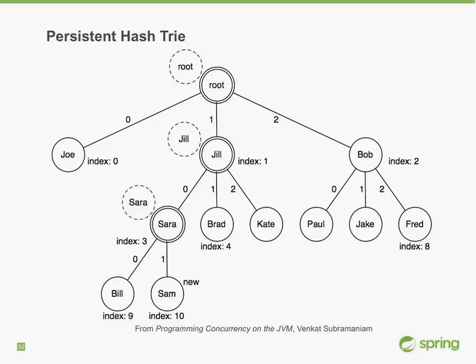Now, because we copied Sarah, we also need to make a copy of Sarah's parent, which happens to be Jill. So we create a copy of Jill. We point that copy to Jill's original subtrees, which happen to contain Brad and Kate, and then add Sarah. Well, because we copied Jill, we also need to copy Jill's parent, which happens to be the root of the tree. We make that copy. We point the root to its original subtrees, which contain Joe and Bob's children, and add Jill.